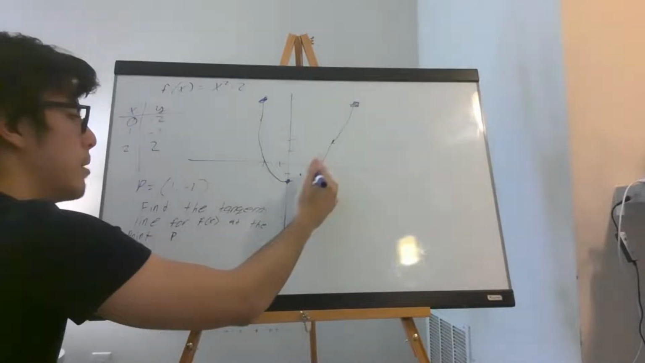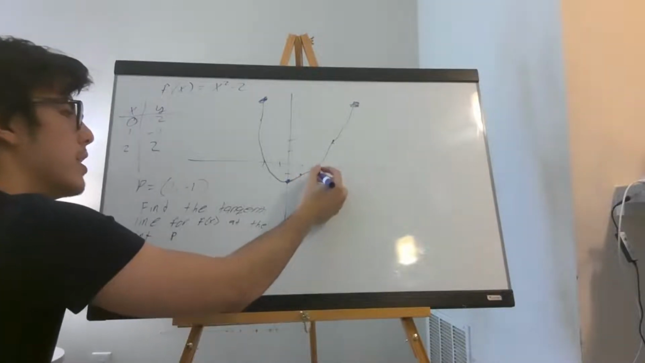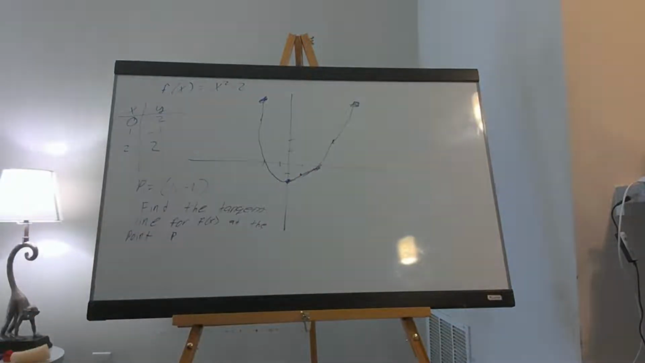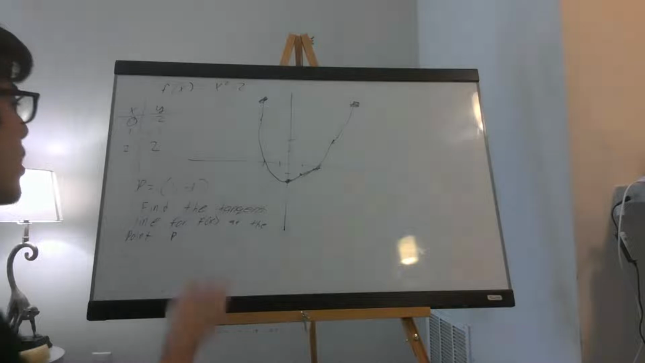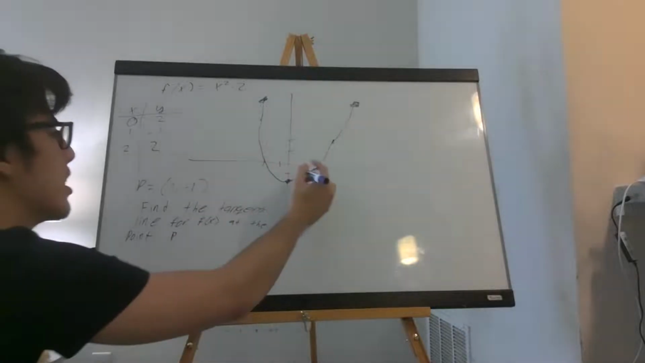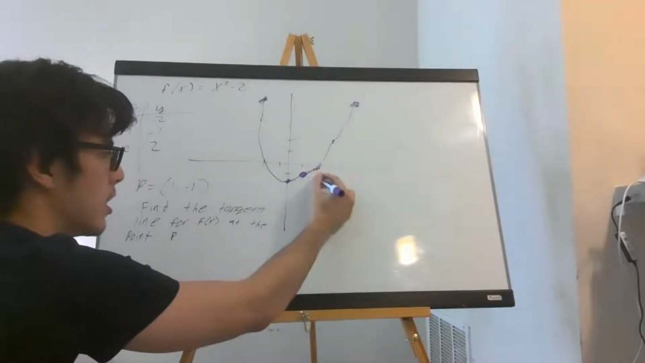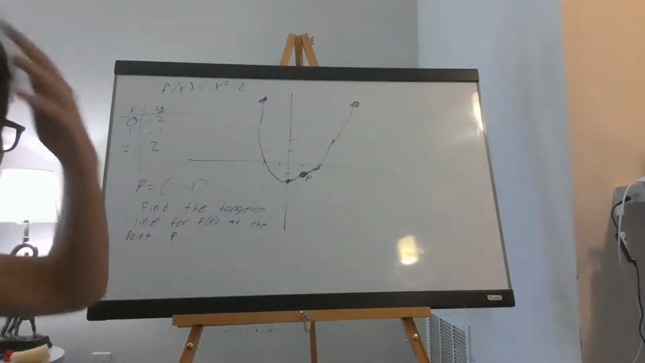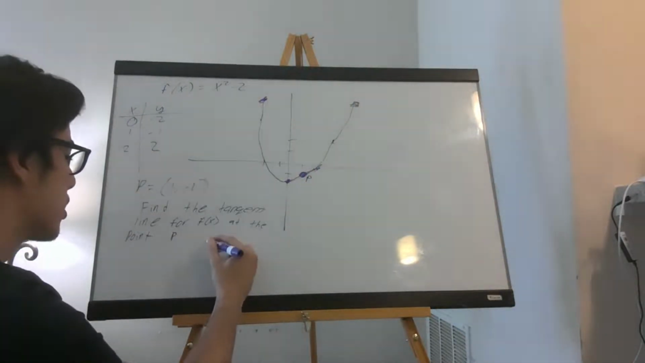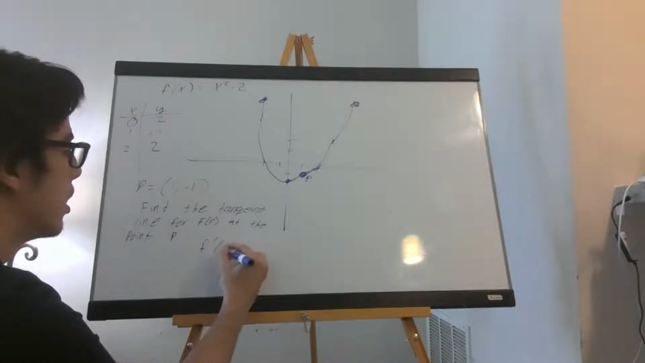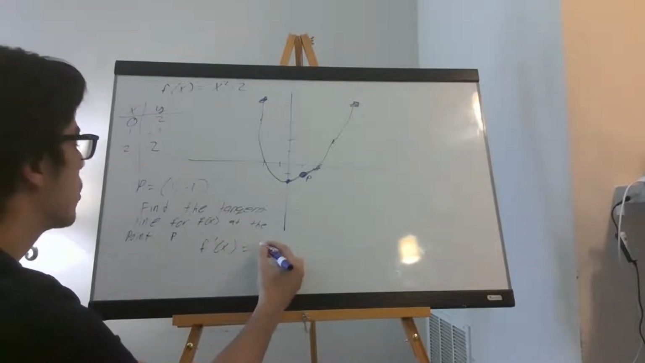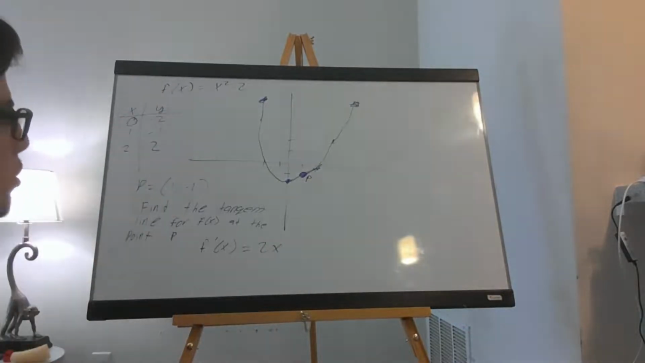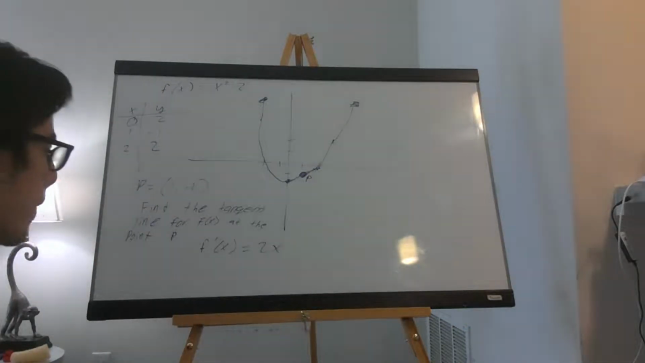I'm going to redraw my parabola so it actually goes through that line there. Like I've said before, I'm not an artist, but I do like math. So (1, -1), our point P. If you guys remember how to take a derivative, it looks something like this: f'(x) = 2x for the function f(x).